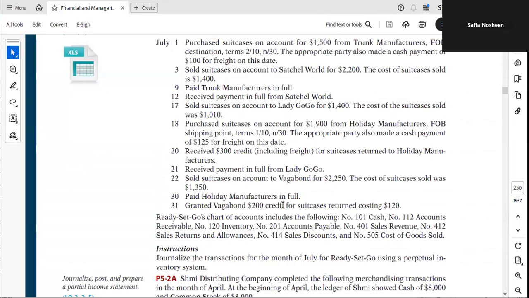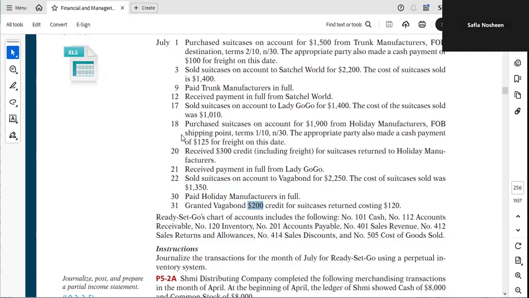Granted Vagabond 200 credit for our suitcases returned, costing 120. Again, we are given two types of information, so we have to record two entries. Vagabond, to whom we sold on 22, on 31 is returning us some goods. So we are allowing them the credit for the returned goods. For 200, their cost was 120. So this 200 will be reduced from the sales revenue, and this 120 will be reduced from the cost of goods sold. Let's see how we will record that.